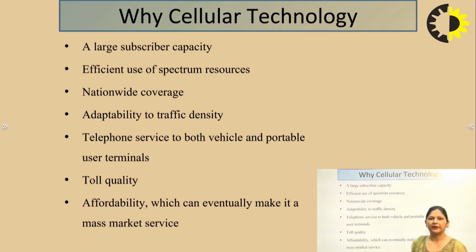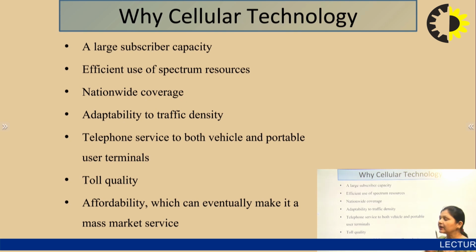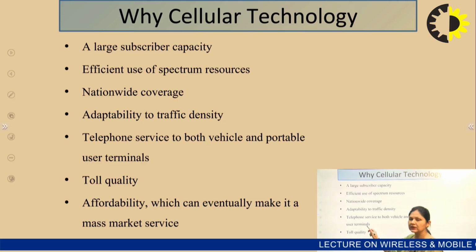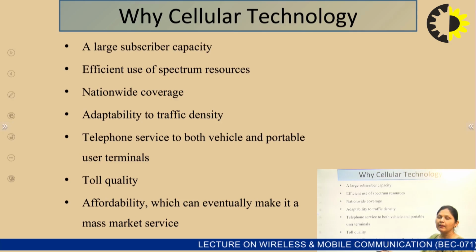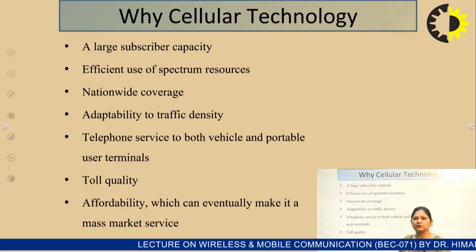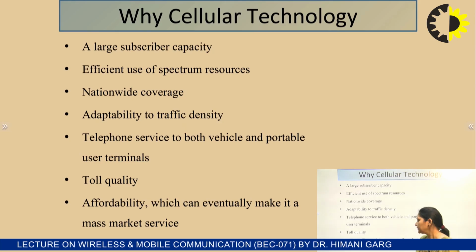Efficient use of spectrum, that we will discuss in the coming slides, how by using the cellular system we are able to achieve efficient utilization of spectrum. Nationwide coverage of the signal. Adaptability to traffic density. Sometimes the traffic is more, sometimes the traffic is less, so the system will become adaptive to that. Telephone service to both vehicle and portable user terminals. Next is toll quality. Another is affordability, which can eventually make it a mass market service. Obviously, if something is affordable, then it becomes the choice of the people.